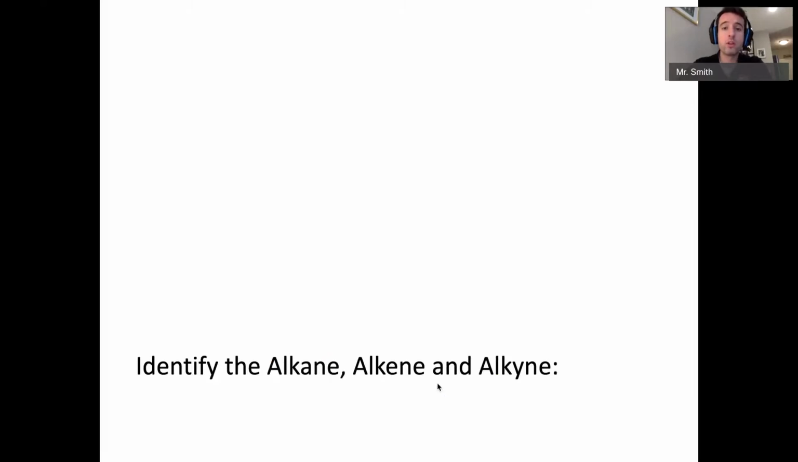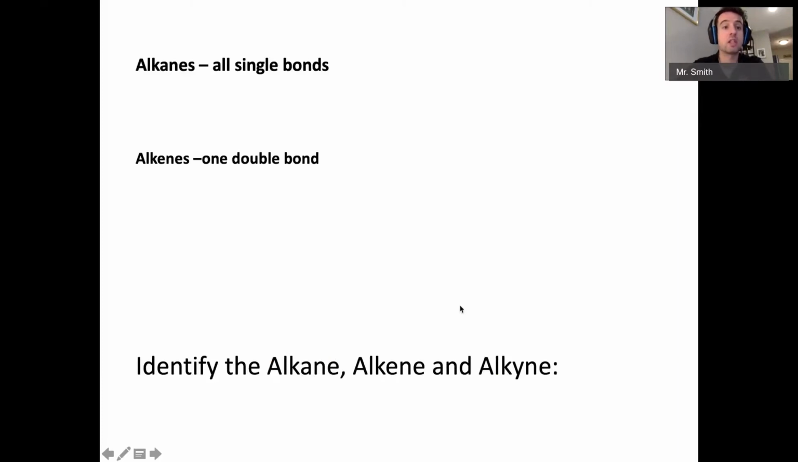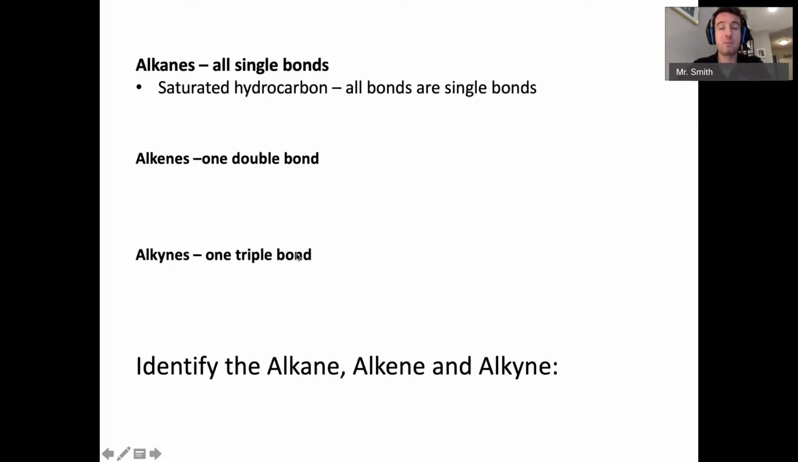So one of the things we want you to be able to do is identify the difference between an alkane, A-N-E, an alkene, E-N-E, and an alkyne, Y-N-E. Alkanes are all single bonds. Alkenes are all single bonds except it's got one double bond. And an alkyne is all single bonds except one has a triple bond. That means an alkane is saturated, right? Saturated means all bonds are single bonds. And it's got this formula: CnH2n+2.